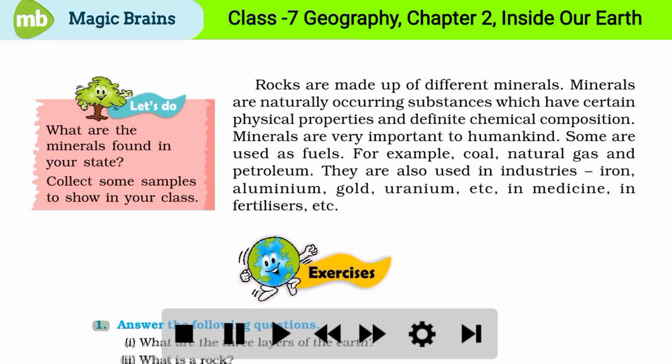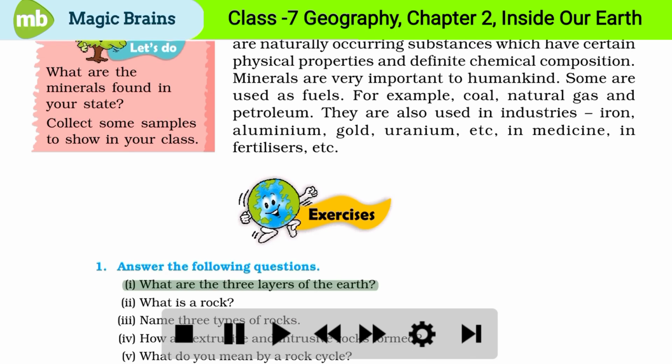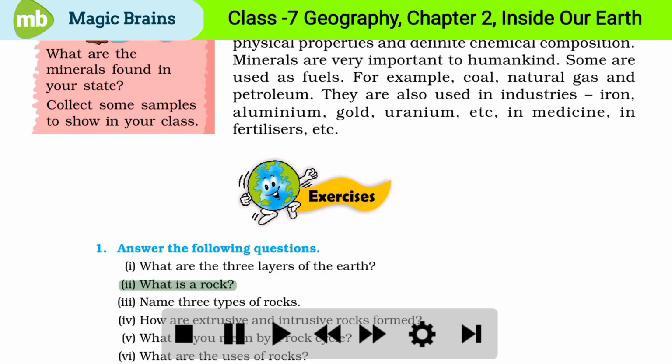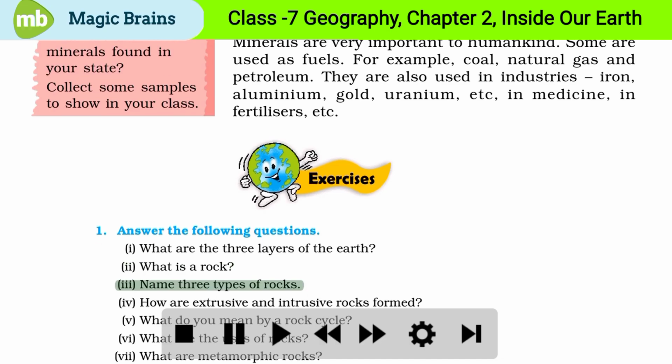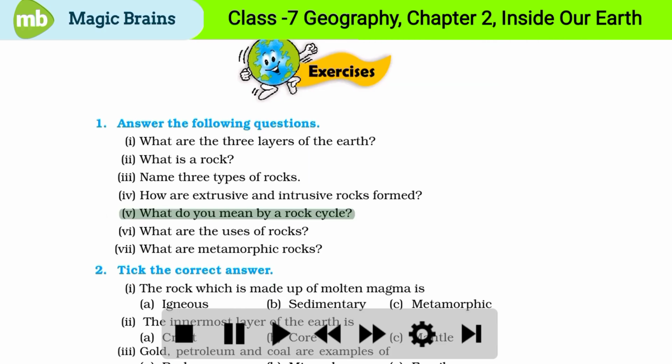Exercises. 1. Answer the following questions. Part 1. What are the 3 layers of the earth? Part 2. What is a rock? Part 3. Name 3 types of rocks. Part 4. How are extrusive and intrusive rocks formed? Part 5. What do you mean by a rock cycle? Part 6. What are the uses of rocks? Part 7. What are metamorphic rocks?